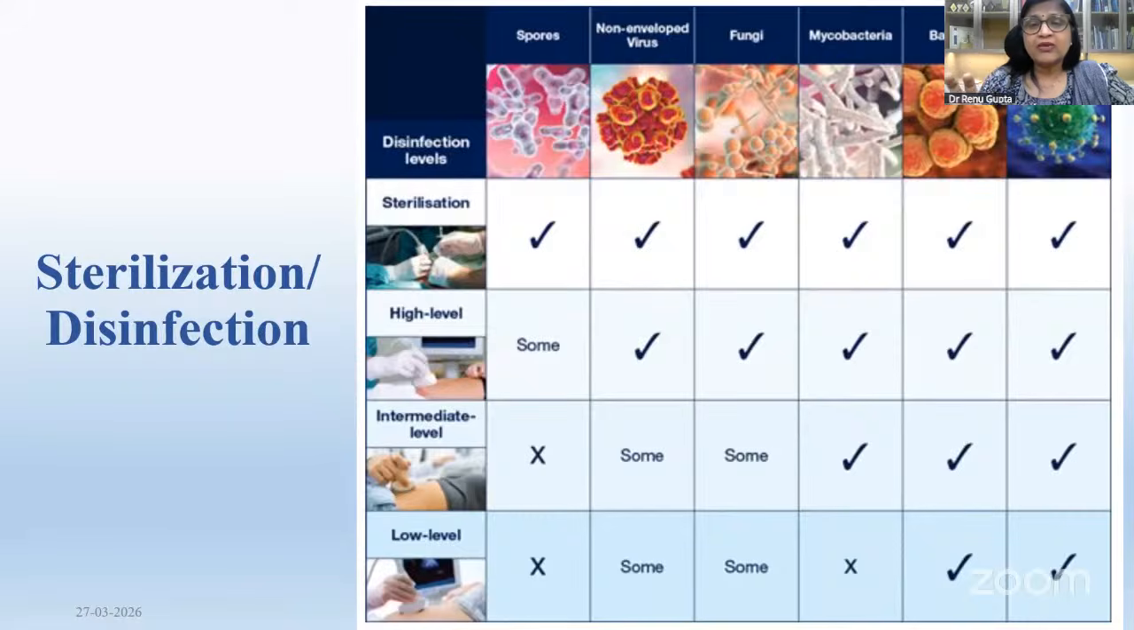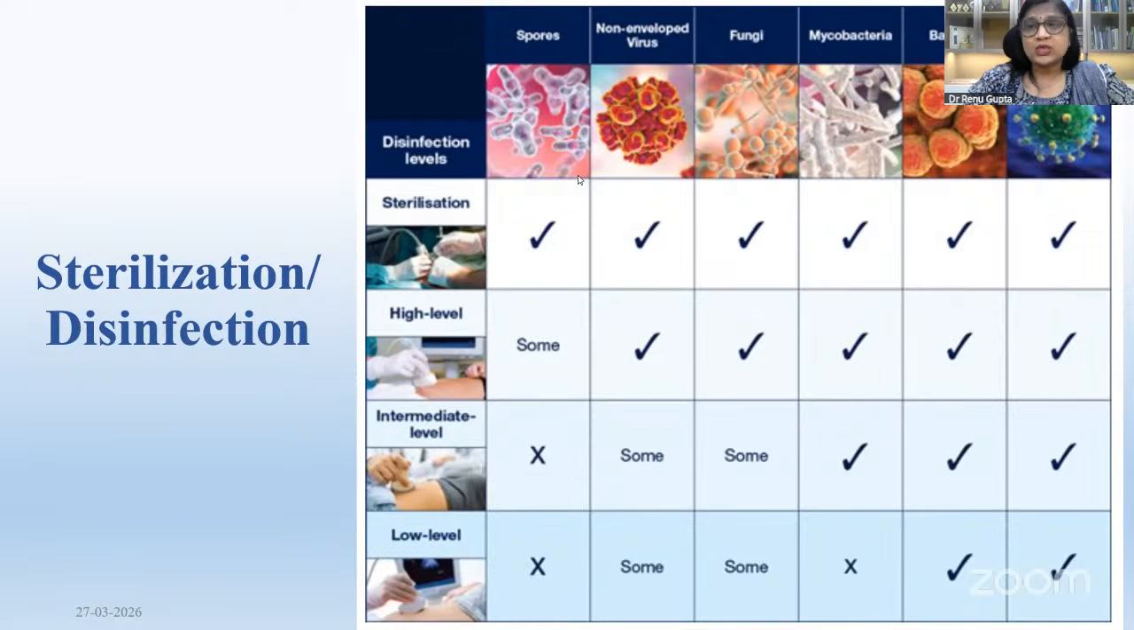The COVID-19 virus is an enveloped virus. Because of the envelope, it has a lipid layer, which is easily destroyed by simple chlorine. So these enveloped viruses are very, very susceptible and can be easily killed. Then bacteria, then comes your mycobacteria, which are relatively resistant in comparison to your vegetative bacteria. Your fungi are much more resistant. Then come your non-enveloped viruses and spores.